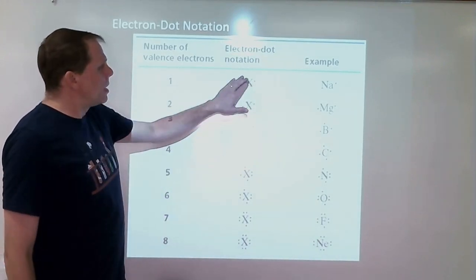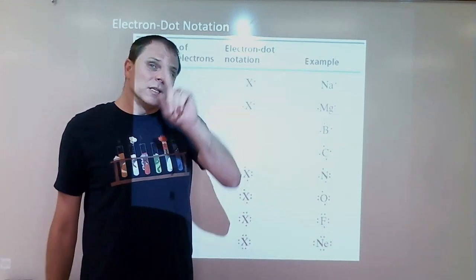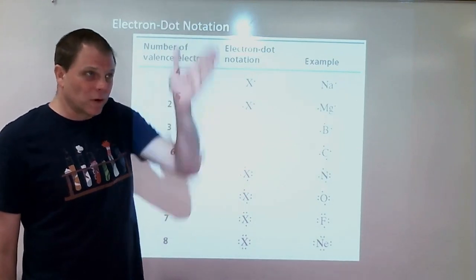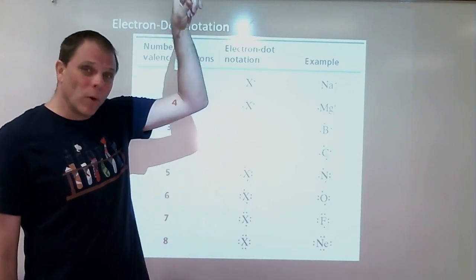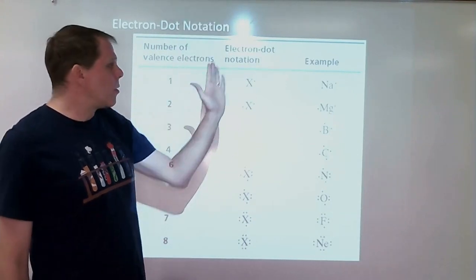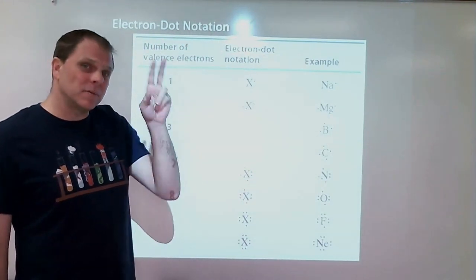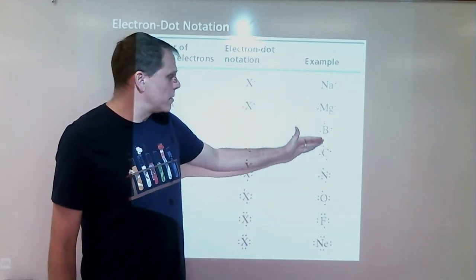You could draw the element and then put a dot around it. So here's sodium with 1 dot. Remember, sodium's in the first period, the first group or family, and so it's got 1 valence electron. You go over 1, and then you've got magnesium, and magnesium is in the second family, and so it has 2 valence electrons. And you just kind of keep going through.